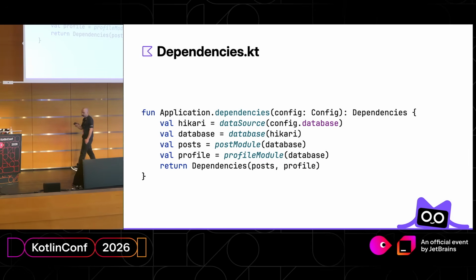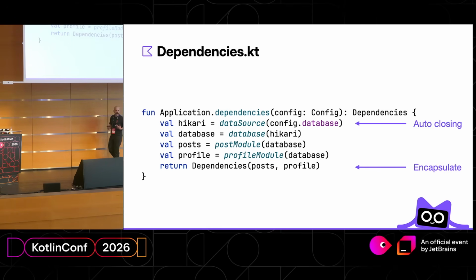And if you're doing explicit dependency management, it might look something like this, where you create your auto-closing data sources, and you encapsulate all the low-level machinery of your service, and you only expose the services that you need to configure your routes. Right? So encapsulate everything that you can and expose as little as you can to your routes.